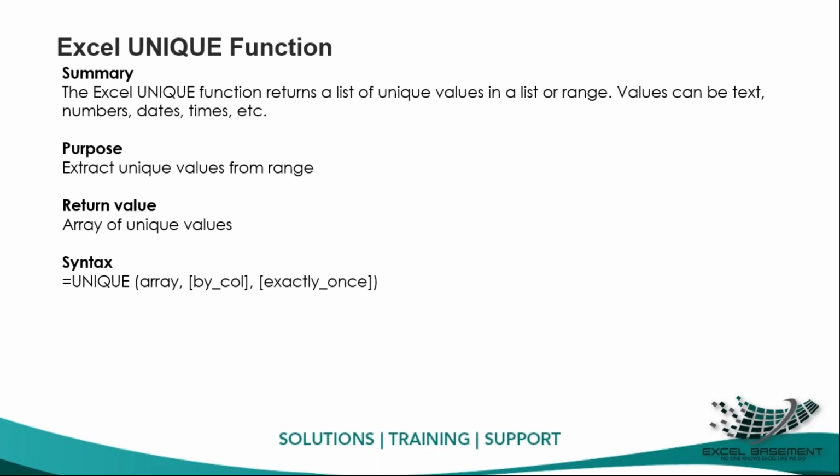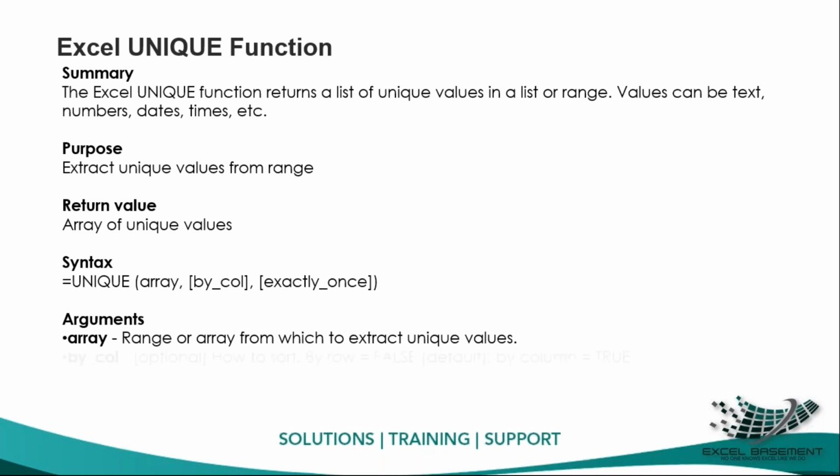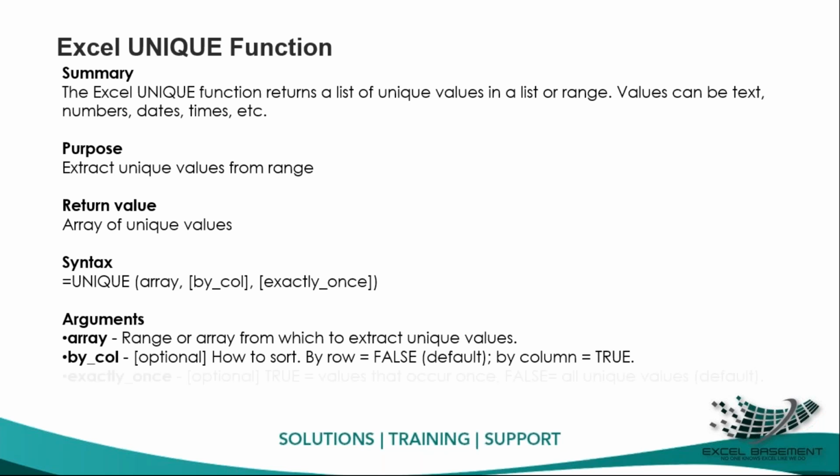Syntax. Now, it's very important to understand the syntax of the UNIQUE function. The syntax is: first the array, then by_col, and exactly_once. I will tell you what exactly those mean. The array means the range or array from which to extract unique values. The second argument is by_col, which is optional, and tells how to compare. By row will be FALSE, we need to write FALSE. By column, we need to write TRUE.